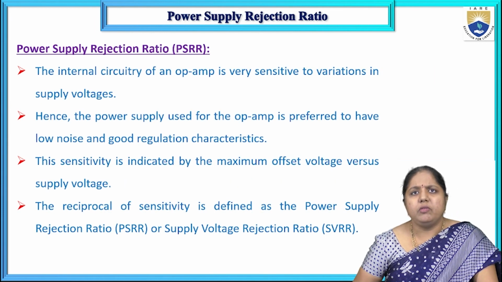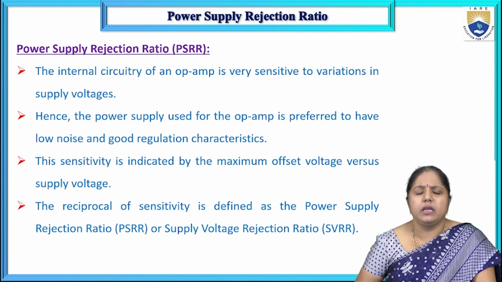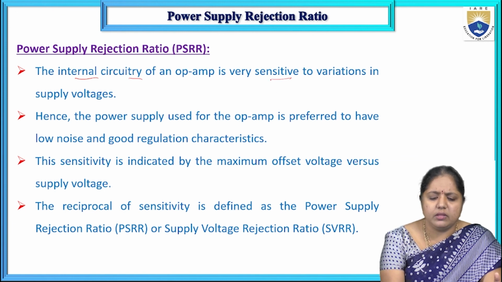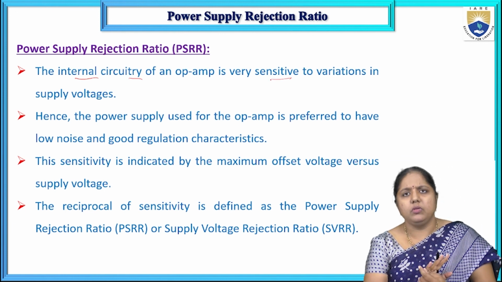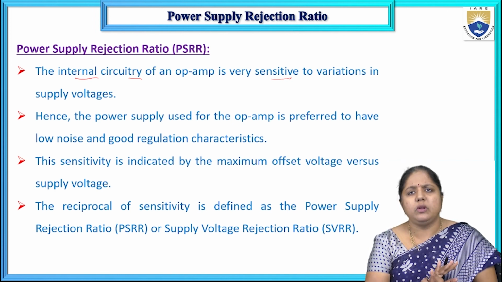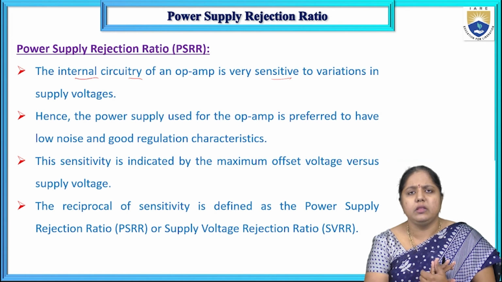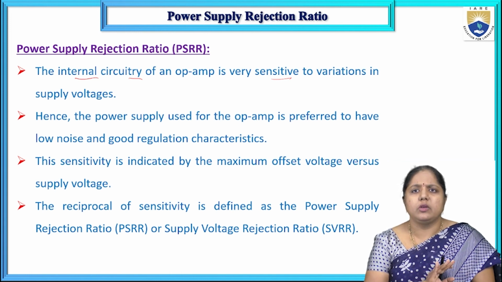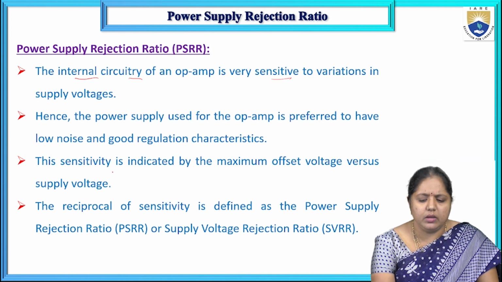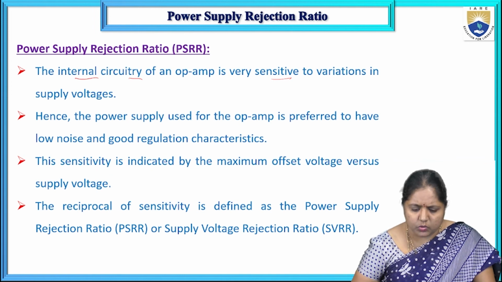The next thing is the power supply rejection ratio. The internal circuits of the op-amp are very sensitive to supply voltage variations. So the supply voltage should always be maintained with a low amount of noise and good regulation characteristics, meaning a constant supply voltage has to be maintained. Otherwise, the device becomes sensitive and we can get an erroneous output voltage.